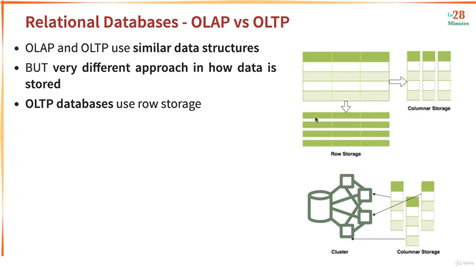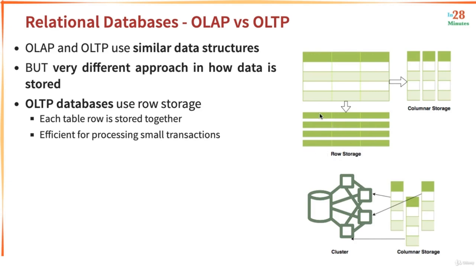When you have transactions coming in from an online application, you typically insert rows. You will typically get data from a specific row. So the OLTP databases are optimized towards row storage. Each row of table in an OLTP database is stored together. So if I have a table with 4 rows, this is how it is stored. This row is stored together, this row is stored together, this row is stored together, and this row is stored together. So this is very, very efficient for processing small transactions. I would want to insert a record, I would want to delete a record, I would want to update a record. You can easily identify it and update it.